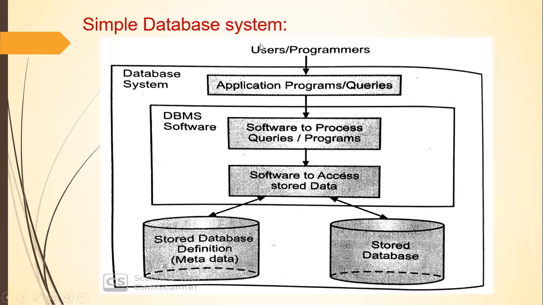First of all, at the top of this figure, we consider the user program. What is the user program, or which input is given by the user to the database? It is given by the user or by the programmers. Then the next thing is the database system. Under this database system, we can see the different components which are interrelated to each other. Here, the application program or queries are given by the user or the corresponding programmer to the database system.